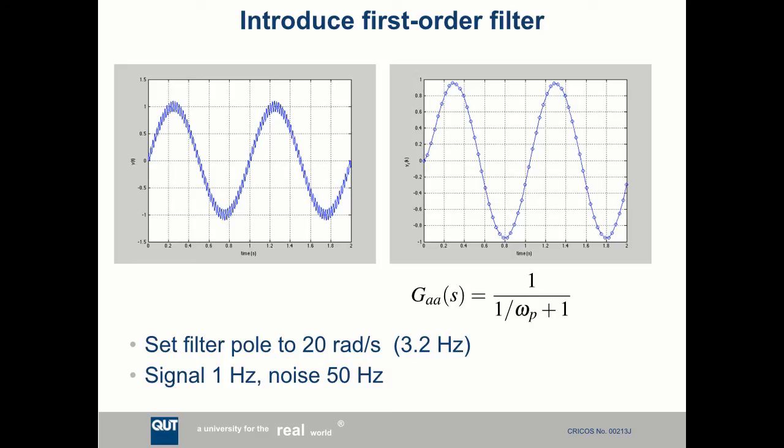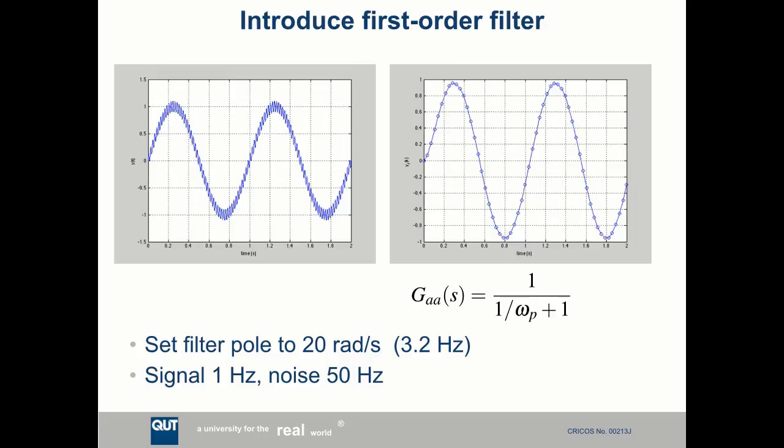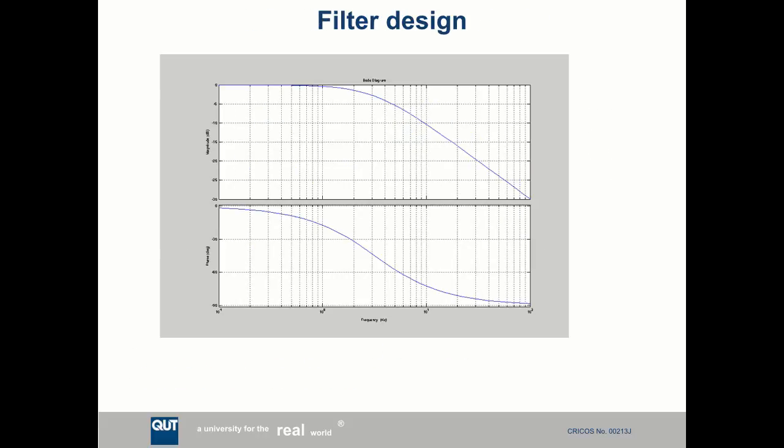But if you don't do it, bad things will happen. So you do need to do the pre-filtering. So if this is the Bode plot for that filter, which had a breakpoint at 3.2 hertz. So that's magnitude and phase, and that's where the filter pole is at 3.2 hertz. And that's where my 1 hertz signal is, and that's where my noise is. My noise was at 50 hertz.